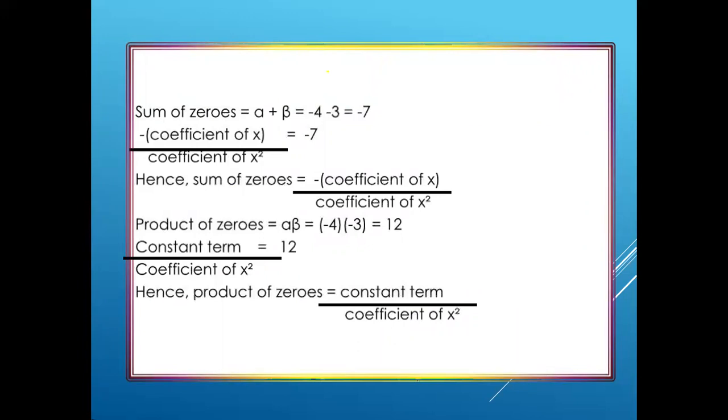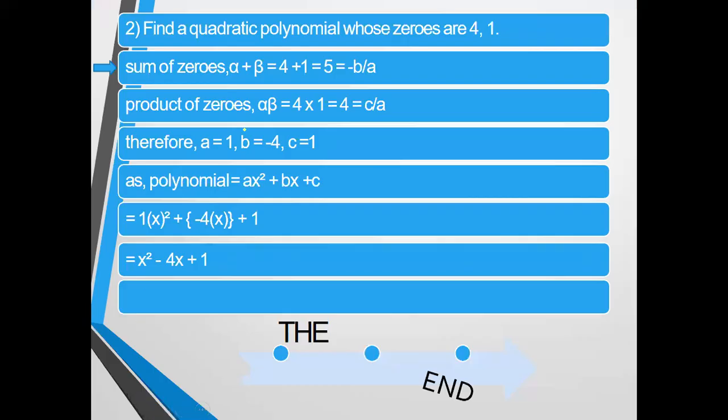Now find the quadratic polynomial whose zeros are given. We know that the sum of zeros alpha plus beta, that is 4 plus 1, is equal to 5. And the product of zeros, that is 4 into 1, is 4. Therefore a is equal to 1, b is equal to minus 5, and c is equal to 4, as the polynomial is ax square plus bx plus c. We put the values of a, b, c, and the answer is this. Okay.